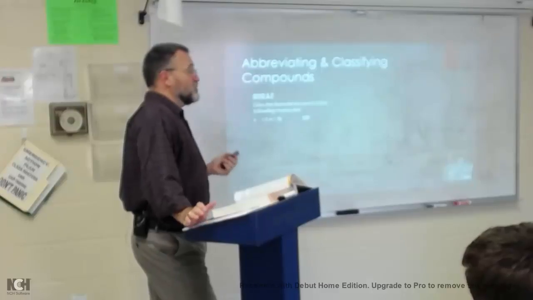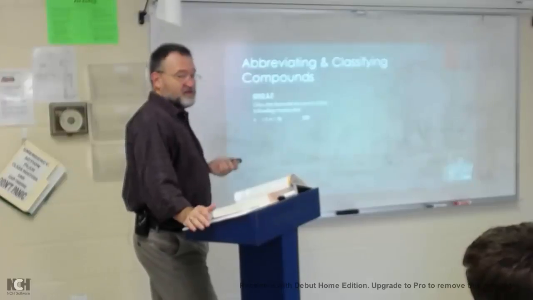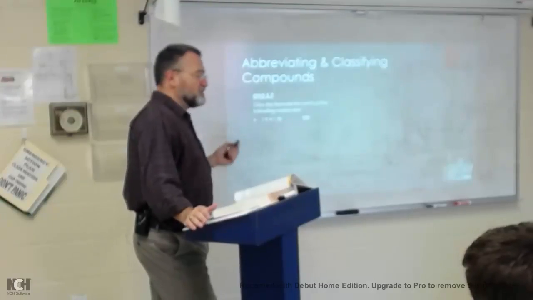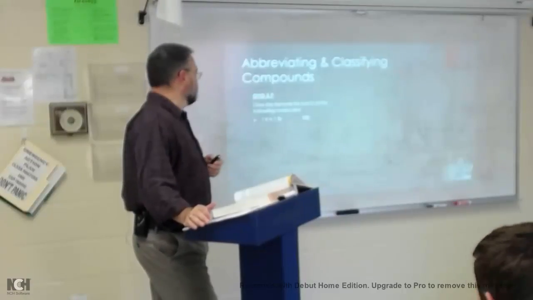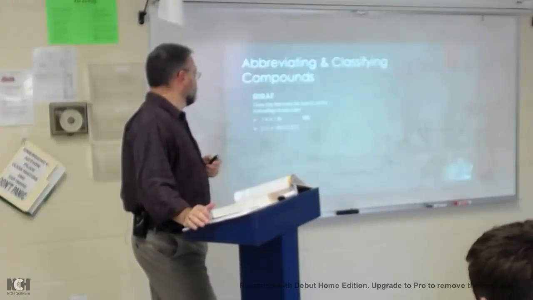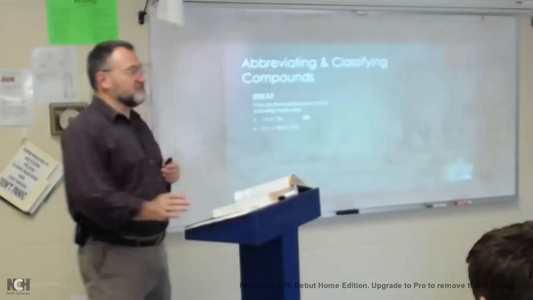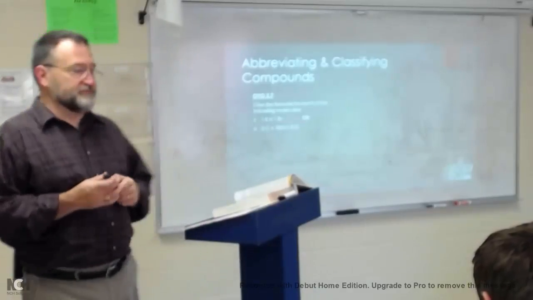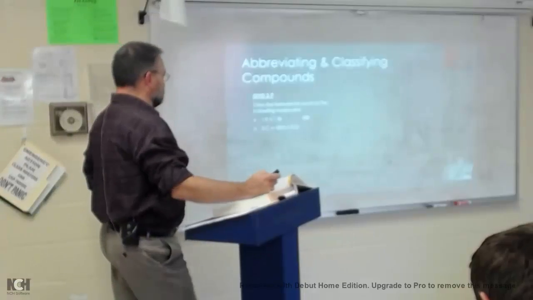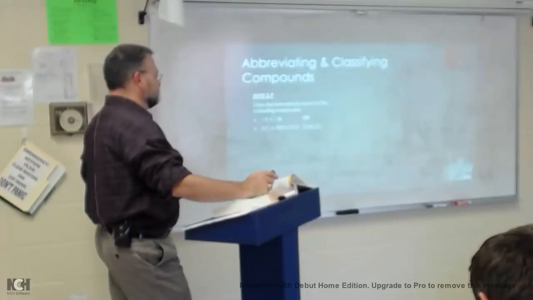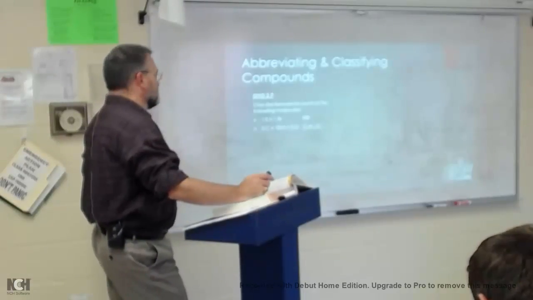I have 1 potassium and 1 bromine. If I had no potassiums, the K wouldn't be there because K is the symbol for potassium. If I had more than 1 potassium, it would be subscripted with 2, 3, 4, whatever. 5 carbons, 10 hydrogens, and 5 oxygens. C5H10O5.